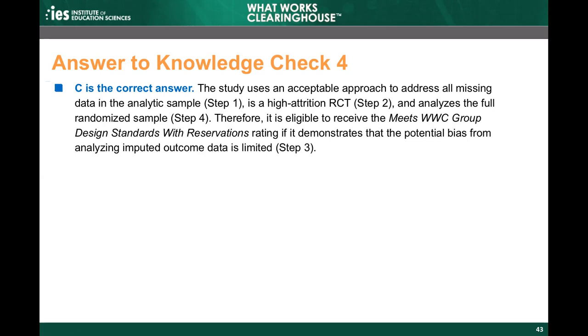And the reason is the study uses an acceptable approach to address missing data in the analytic sample, step one. It is a high attrition RCT, step two. It analyzes the full randomized sample in step four. And so because it analyzes the full randomized sample, we do not need to assess baseline equivalence. We only must show that it demonstrates that the potential bias from analyzing imputed outcome data is limited.